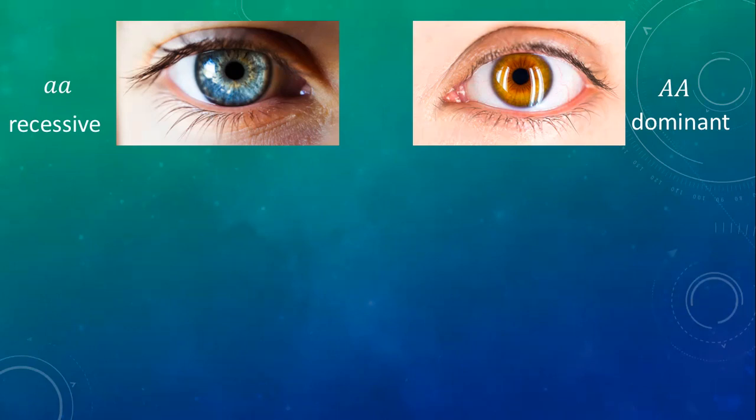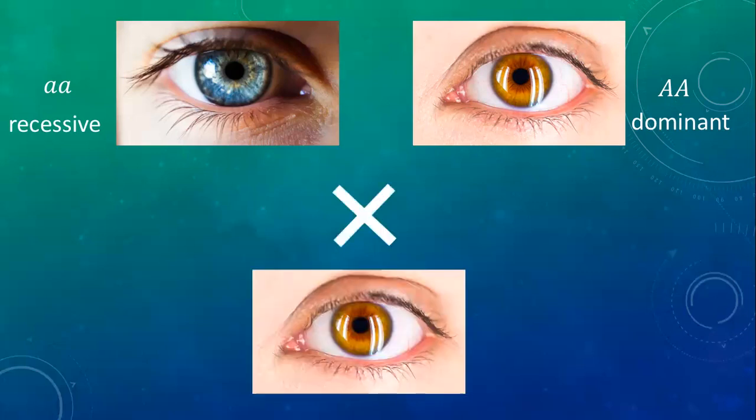Now, if two parents, one with a blue eye color and one with a brown eye color, get a child, it kind of depends what the probabilities are for the eye color of the child. So if one of the parents has the big A big A genotype, then all of the children will have brown eye color, and all of them will have the big A small a genotype.